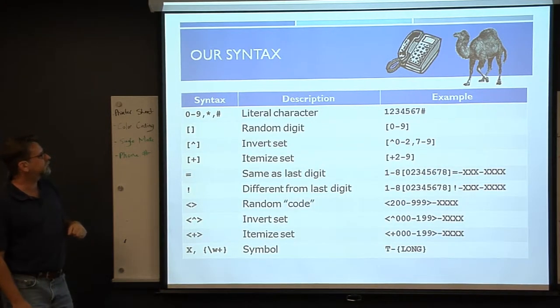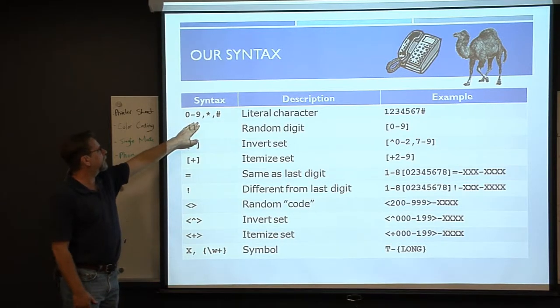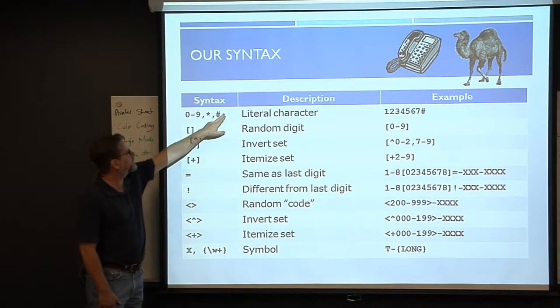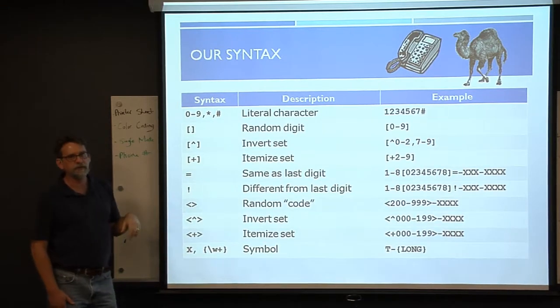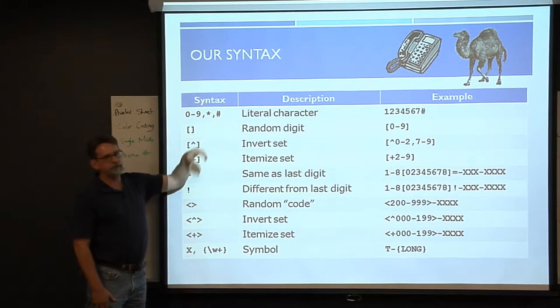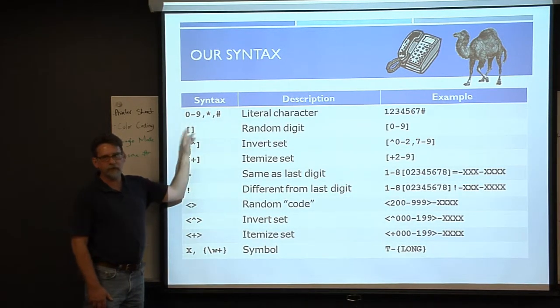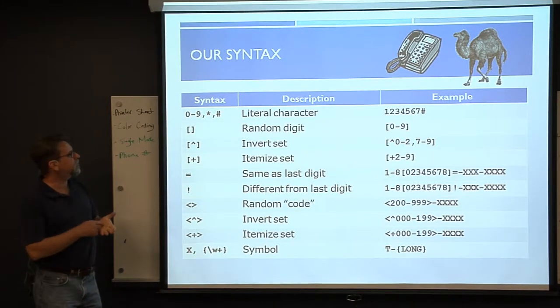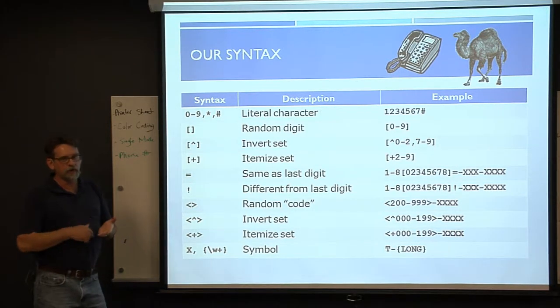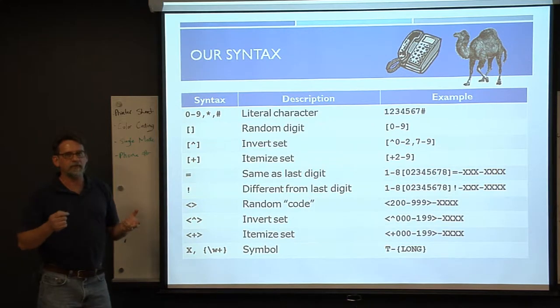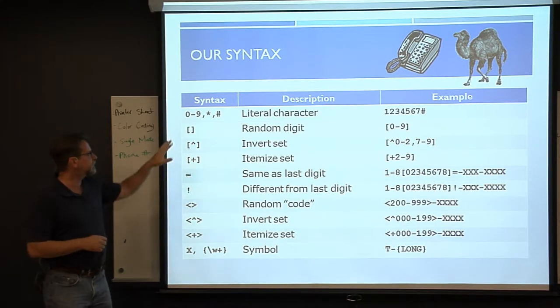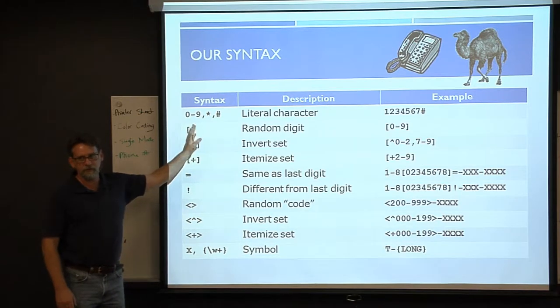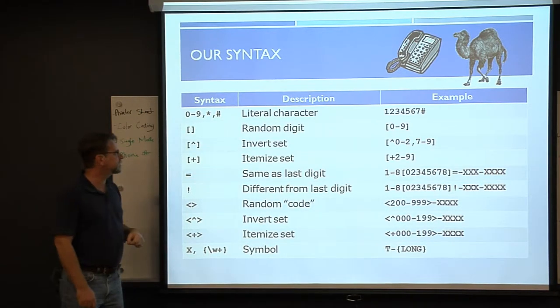Okay, so here's the syntax for this program. Any character 0 through 9, star and pound, oh, I forgot to put dash in there, sorry, is a literal character. Dash obviously doesn't mean anything, it's just carried over as text. Star and pound, of course, you can dial on your phone, so they're allowed in the string. For instance, if you wanted to call our voicemail system, it might say enter your account number followed by a pound key, so this test system allows those characters without making them special cases.